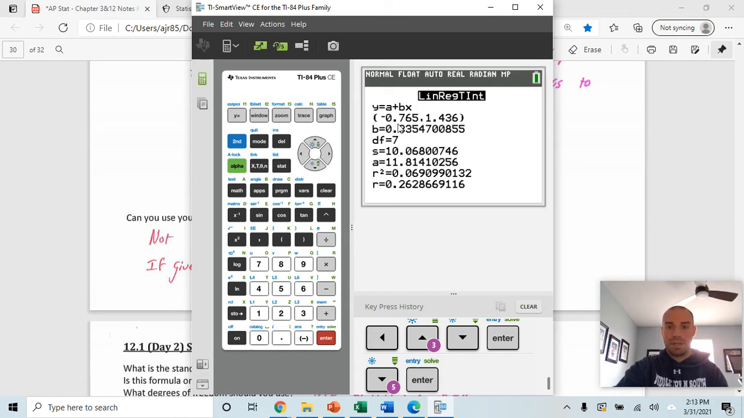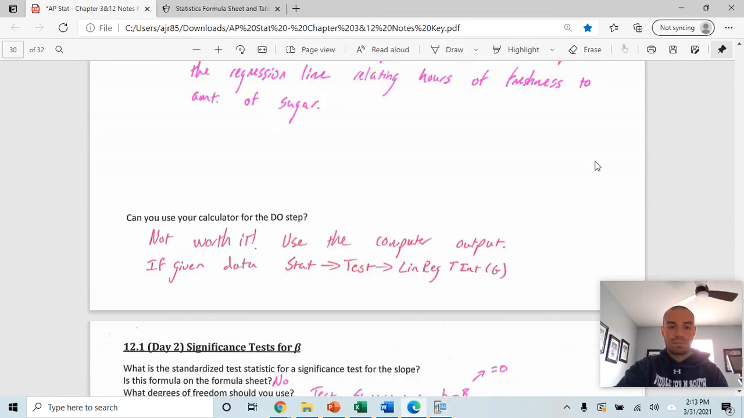This is for a different problem. That's why it doesn't match up. Okay, so it's not worth it to do it. And most times you'll be given the computer output.